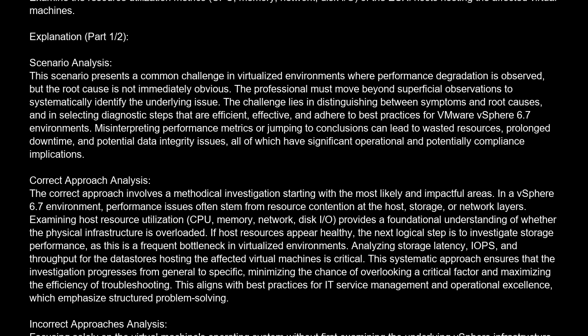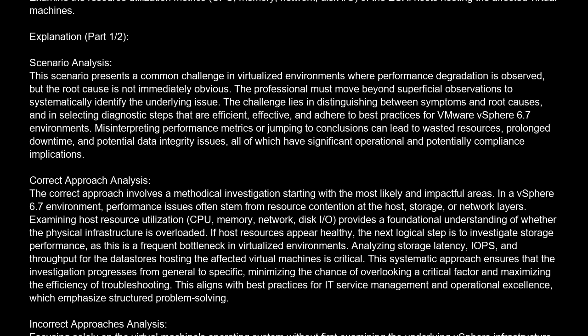The challenge lies in distinguishing between symptoms and root causes, and in selecting diagnostic steps that are efficient, effective, and adhere to best practices for VMware vSphere 6/7 environments. Misinterpreting performance metrics or jumping to conclusions can lead to wasted resources, prolonged downtime, and potential data integrity issues, all of which have significant operational and potentially compliance implications.